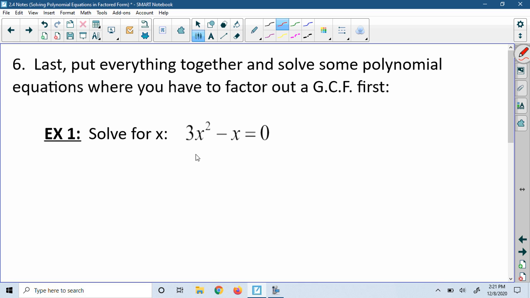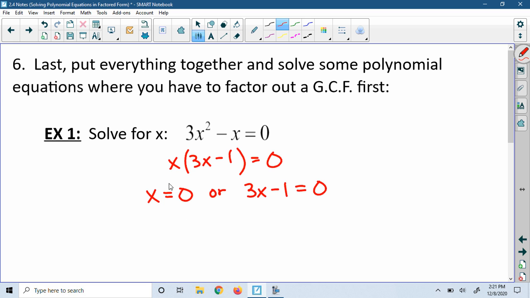3x squared minus x equals 0. I think the only thing I can pull out of there is an x. What's left over? Well, it would be 3x minus 1. Now I can solve this because I have it in factored form, and I can now use the zero product property that we were talking about a few minutes ago. So I take each one of those factors, set them equal to 0. So x equals 0. This one would be 1/3, it looks like.